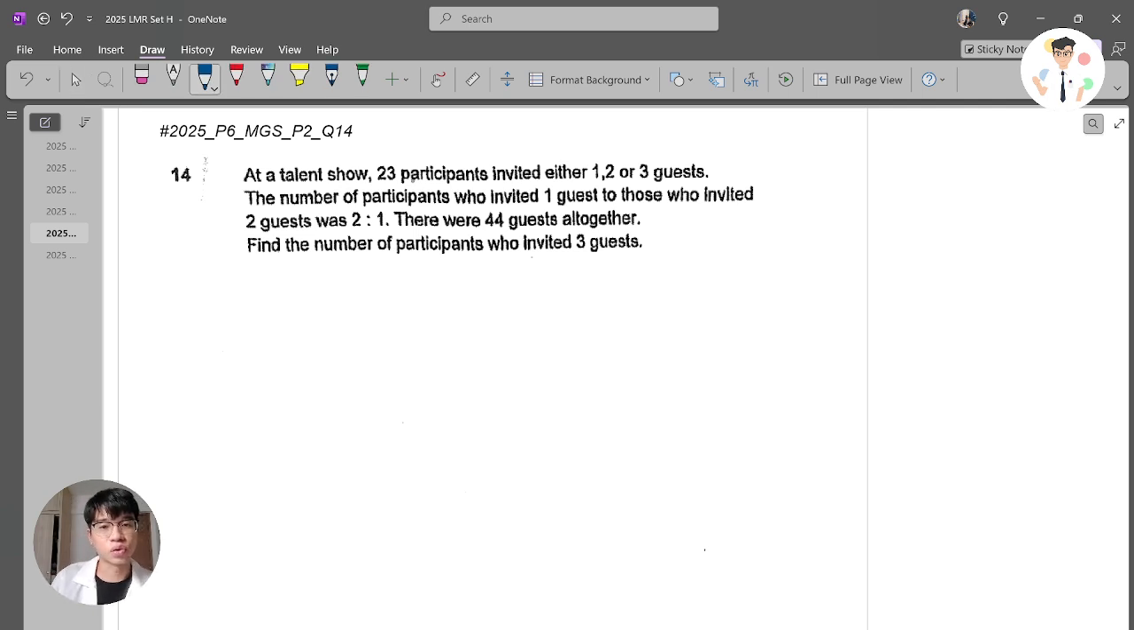So at a talent show, 23 participants invited either 1, 2, or 3 guests. The number of participants who invited 1 guest to those who invited 2 guests was 2 to 1. There were 44 guests altogether, and find the number of participants who invited 3 guests. This is what I thought of. I put 1 guest, I put 2 guests, put 3 guests, and I have total.